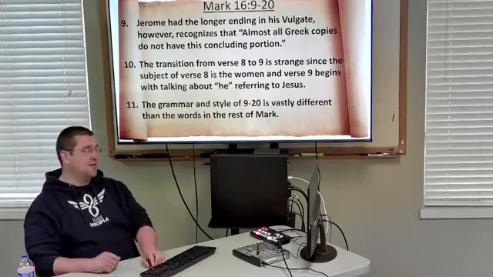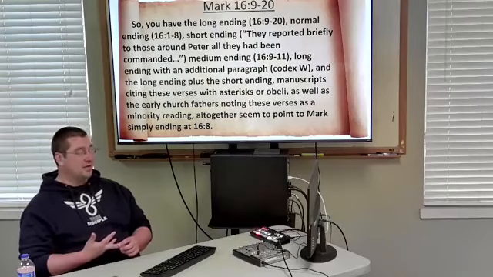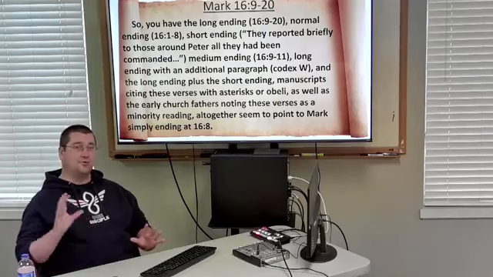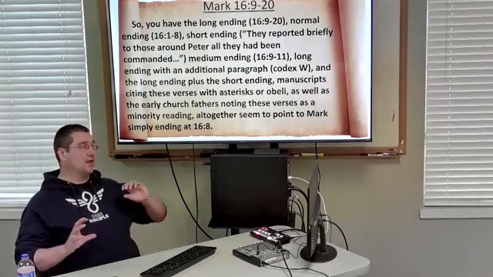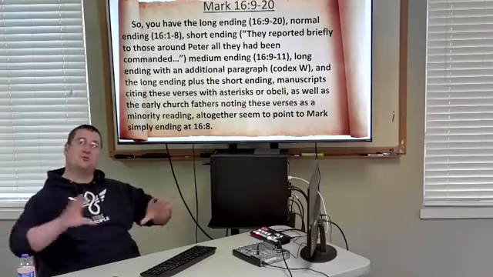So you have the long ending, 9 through 20. You have the normal ending, 1 through 8. You have the short ending, where they reported briefly to those around Peter all that had been commanded. You have the medium ending through verse 11. The long ending with an additional paragraph, Codex W. And the long ending plus the short ending, meaning there are manuscripts where you have 9 through 20 plus "they reported briefly to those around Peter all they had been commanded." So you have these two crushed together.